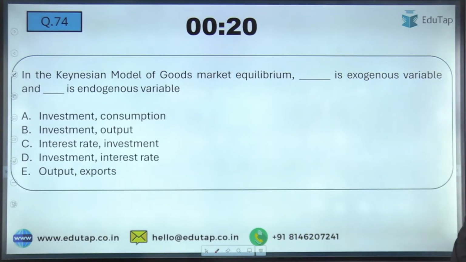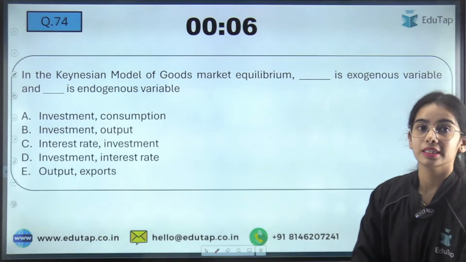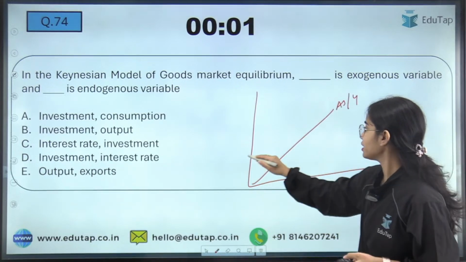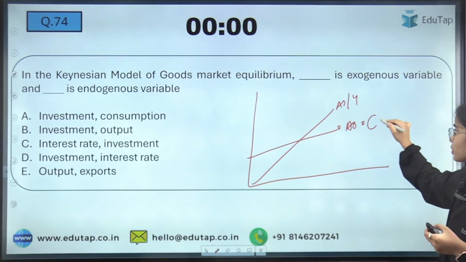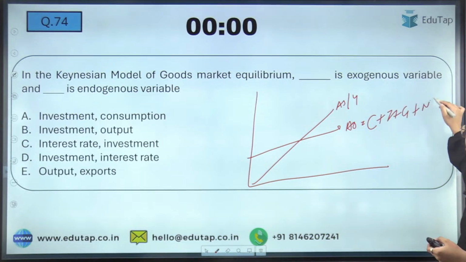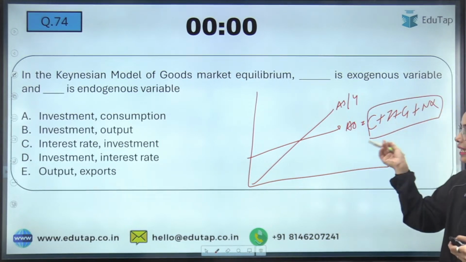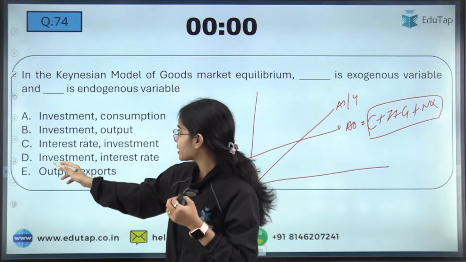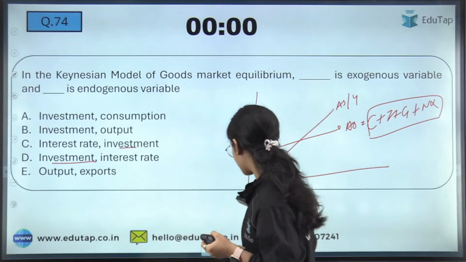So here in the Keynesian model, which of the following is exogenous variable and which is endogenous variable? If you have seen the Keynes model, this is aggregate supply, the income line. This is aggregate demand. Aggregate demand is equal to consumption plus investment plus government expenditure plus net exports. So these all are endogenous variables, that are inside the model. Okay. So investment is inside the model.